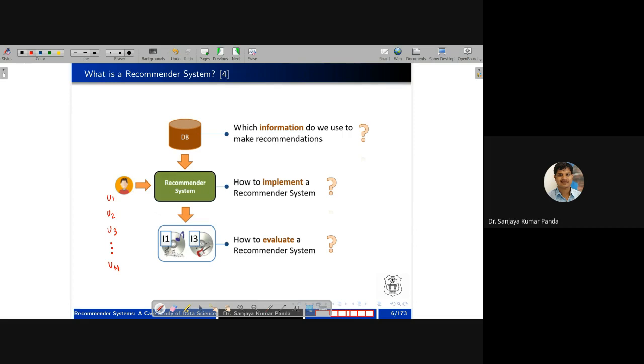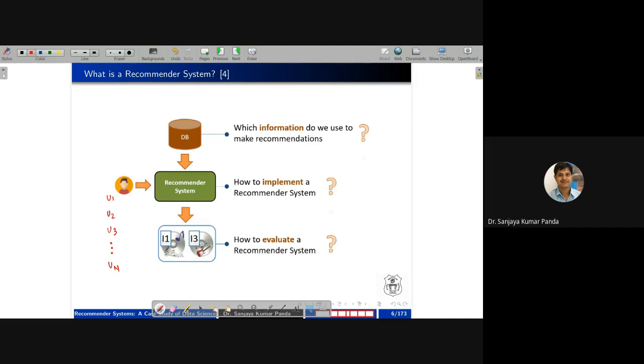As I said, the database consists of a set of items. It also contains the properties of those items. It also contains a set of users with their properties and users' history; all these things are stored in the database. Now you may ask me a question here: which information do we use to make recommendations? There are several pieces of information available in the database. Do you think all the information in the database is useful for making the recommendation? The answer is no.